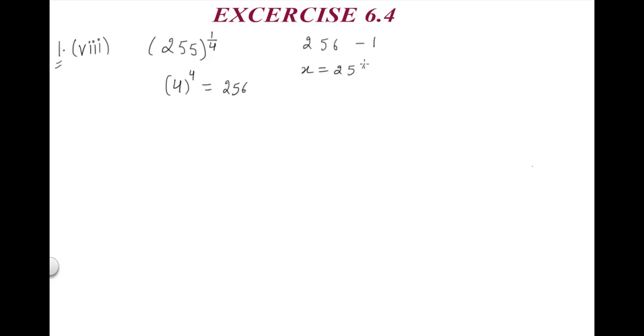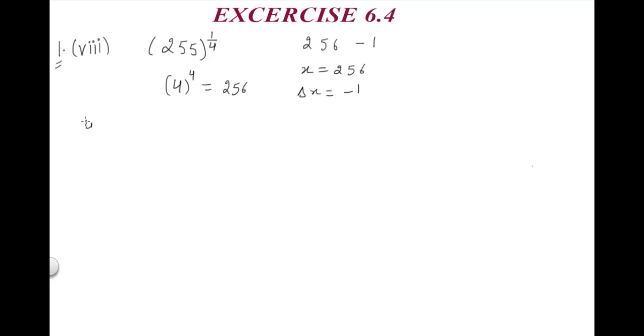Clear? The next question is question number 1, part 8, which is to solve 255 to the power 1 divided by 4. Whenever we have fractional powers, we try to remove the denominator of the fractional power. Now 255, can you see a number which is to the power 4 of something? Like we can write 4 to the power 4 is 256. So we can write 255 as 256 minus 1, where x will be equal to 256 and delta x will be equal to minus 1.